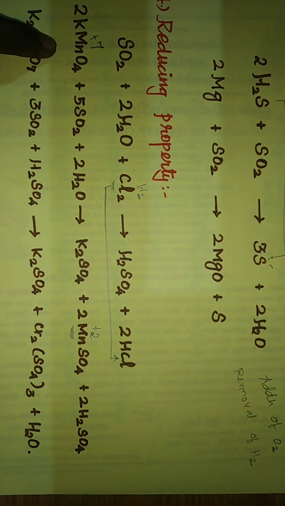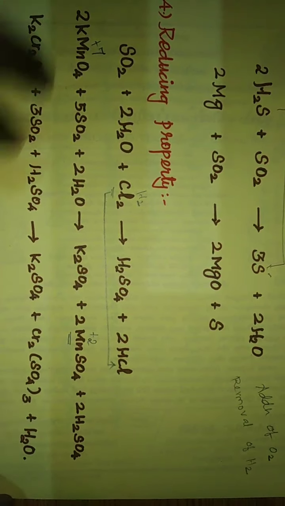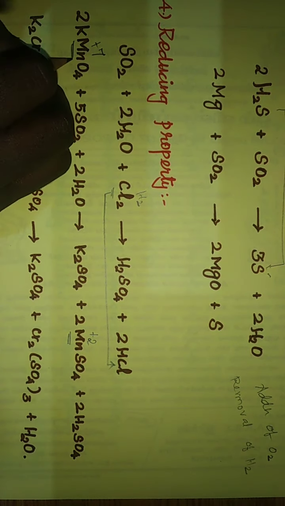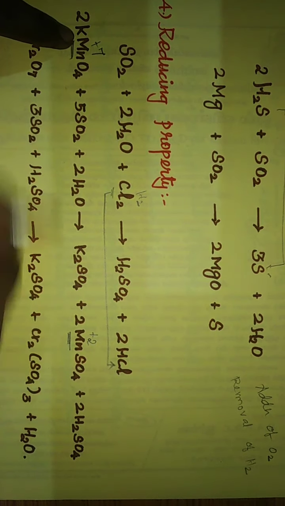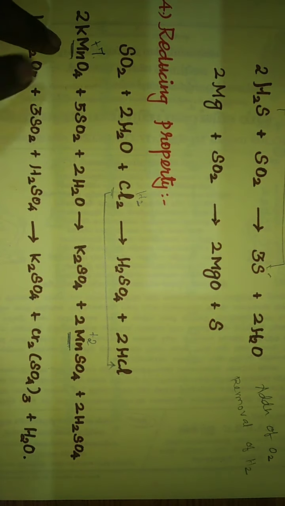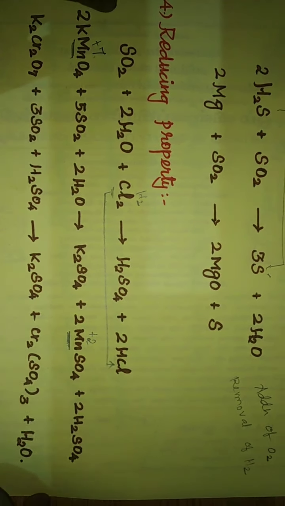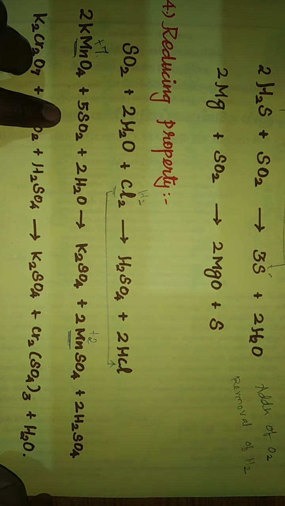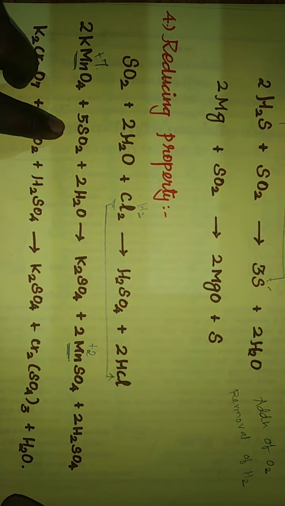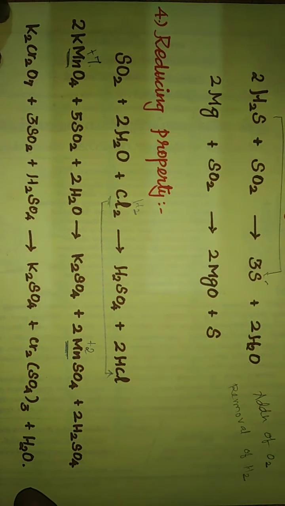Okay, so when KMnO4 is allowed to react with sulfur dioxide and water, this sulfur dioxide reduces the manganese from +7 to Mn2+. Who reduces the manganese from +7 to 2+? SO2 reduces it. So here SO2 is a reducing agent. So we can say this SO2 is a good reducing agent. Okay?